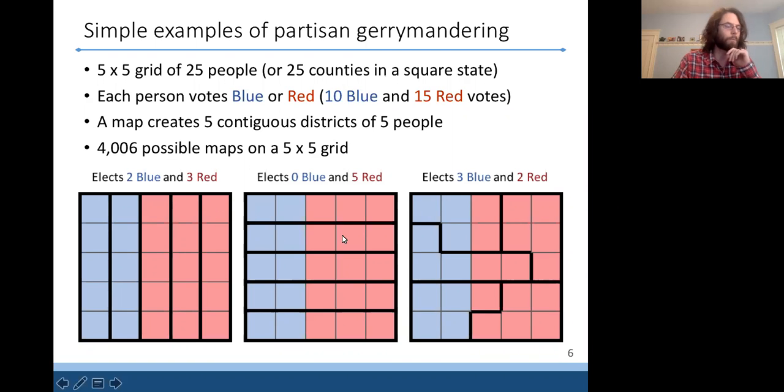And they come up with different results, right? As we saw with the real maps. So you could have this map on the left that is more or less proportional, 2 blue, 3 red, which kind of represents the proportions of voters in the population. You have this map in the middle, which completely disenfranchises the blue group and gives 5 seats to the red party. And then this other map, which gives 3 seats to the blue party and 2 to the red, even though the red is in the majority, right?